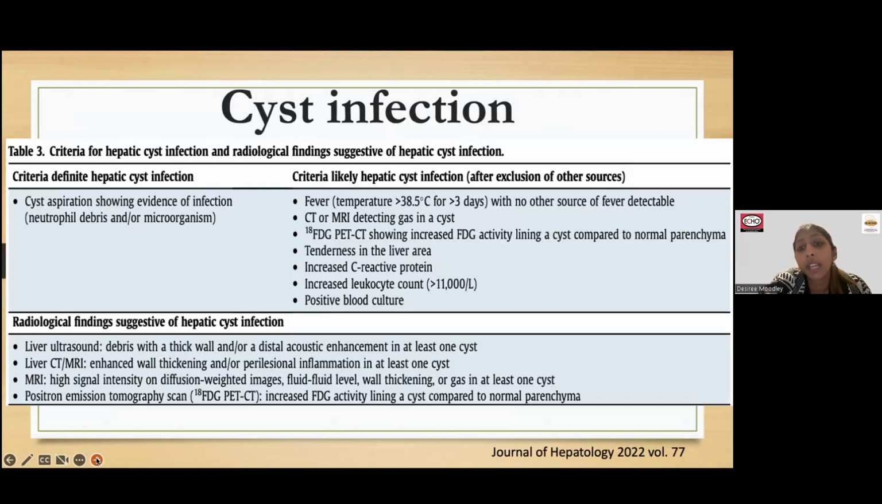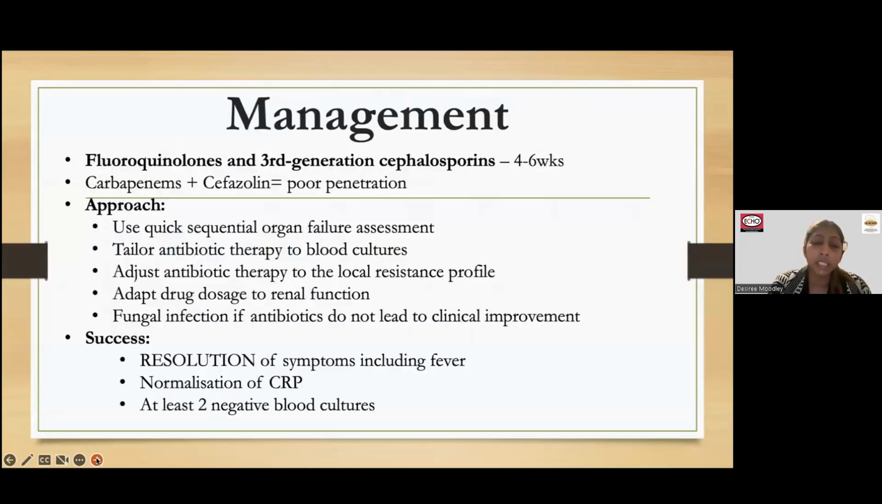And then if you have imaging findings suggesting infection, so a CT or an MRI that has gas, or an FDG PET that shows increased FDG activity lining the cyst, or even an ultrasound that shows debris with a thick wall or distal acoustic enhancement would suggest a cyst infection. If you suspect cyst infection, you should treat with fluoroquinolones or third-generation cephalosporin for 4 to 6 weeks. Just to note, carbapenems and cefazolin have very poor penetration.